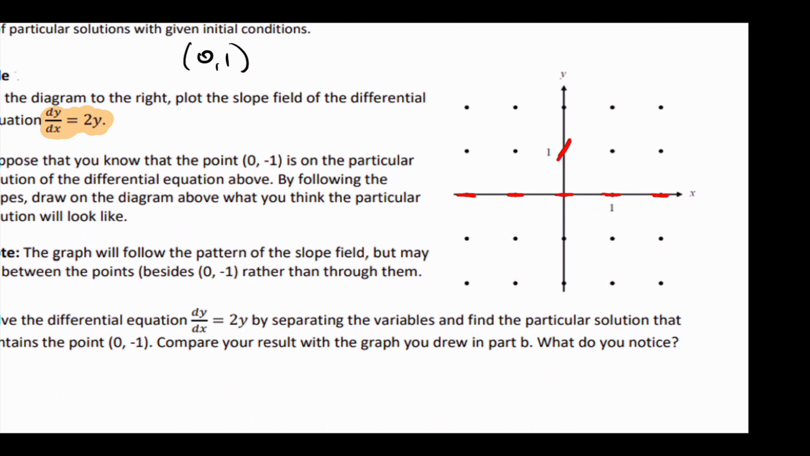Just approximate. Let's move over 1. 1, 1. What is the slope going to be at 1, 1? The same, right? 2. So it's going to have the same direction. It's going to look the same. Where else am I going to have a slope of positive 2? Where y is equal to 1. Anywhere y is equal to 1, I'm going to have the same slope. Well, that's this row right here, right?